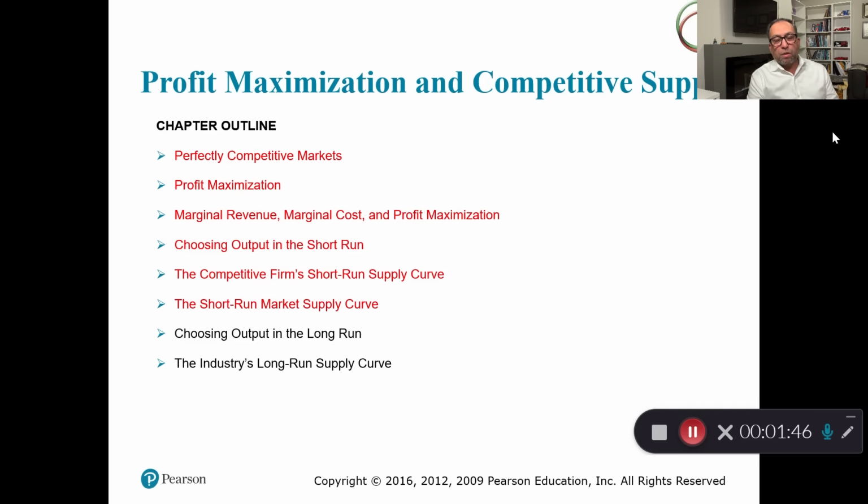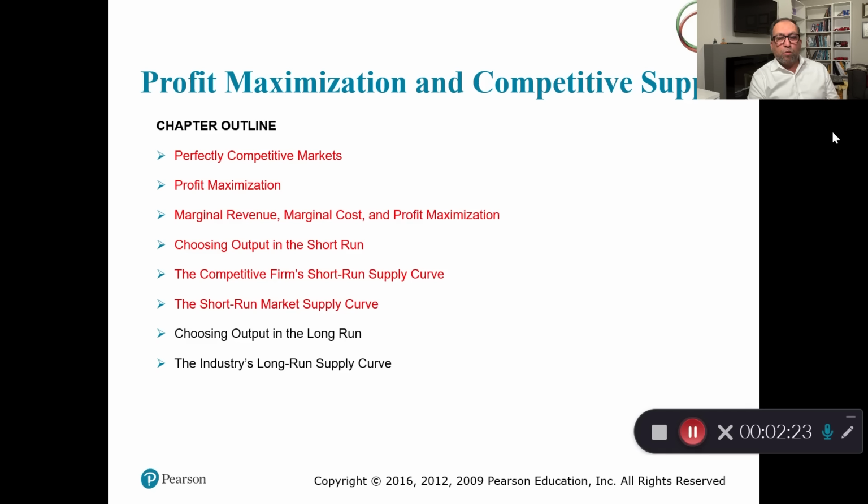Profit maximization basically depends on how we find the marginal cost and marginal revenue, and where they are equal, that is the profit-maximizing quantity and price. Then choosing output in the short run, that is how firms in the short run decide their output in a competitive market, the competitive firm's short run supply curve, and the short run market supply curve. So in the first part we mostly discuss the short run phenomena related to a firm operating in a competitive market.